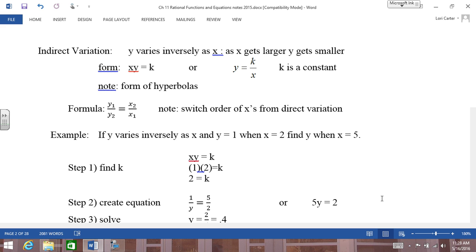Okay, something that goes up and something else goes down. Can you think of anything? The more you run, the more calories you burn. The more you eat, the less hungry you are. No, that's direct. The more you run, the more calories you burn. This is harder. Indirect.